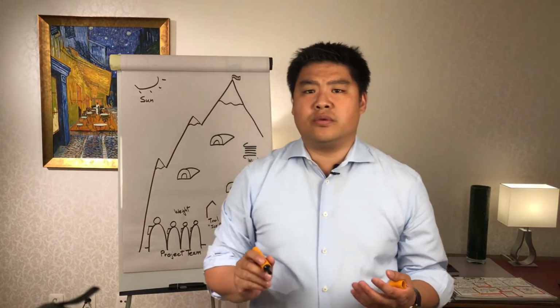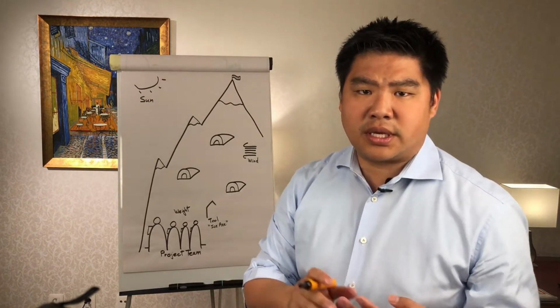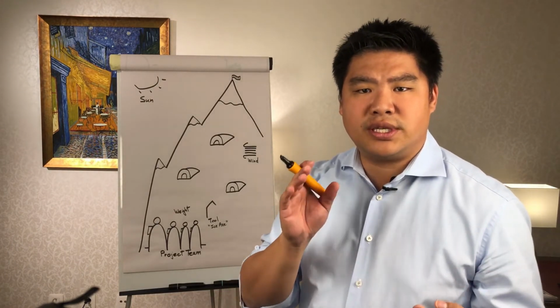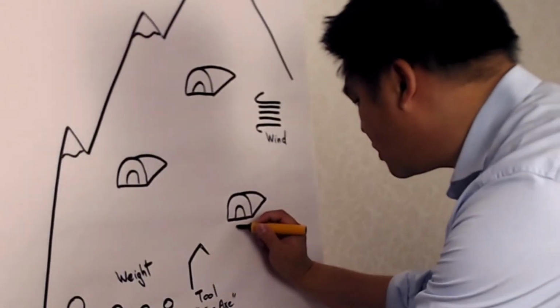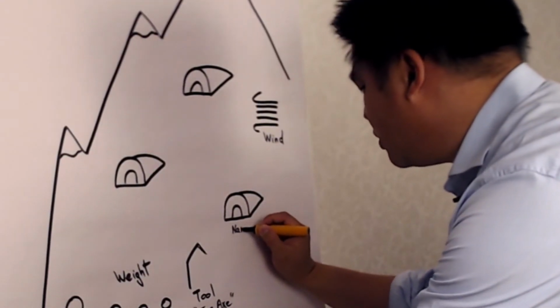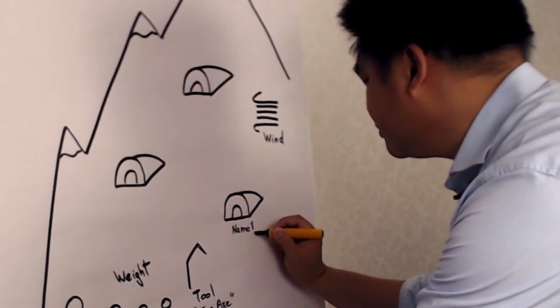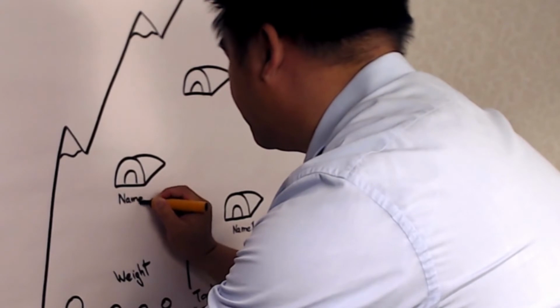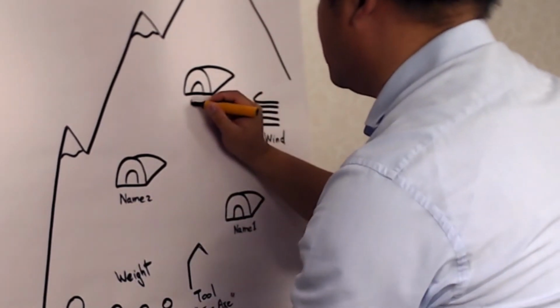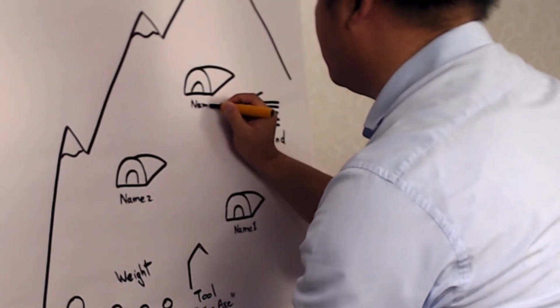Make sure that you give each base camp an appropriate name, so people understand which stage or deliverable you are talking about. I'm just going to write here generically name 1, name 2, and name 3.